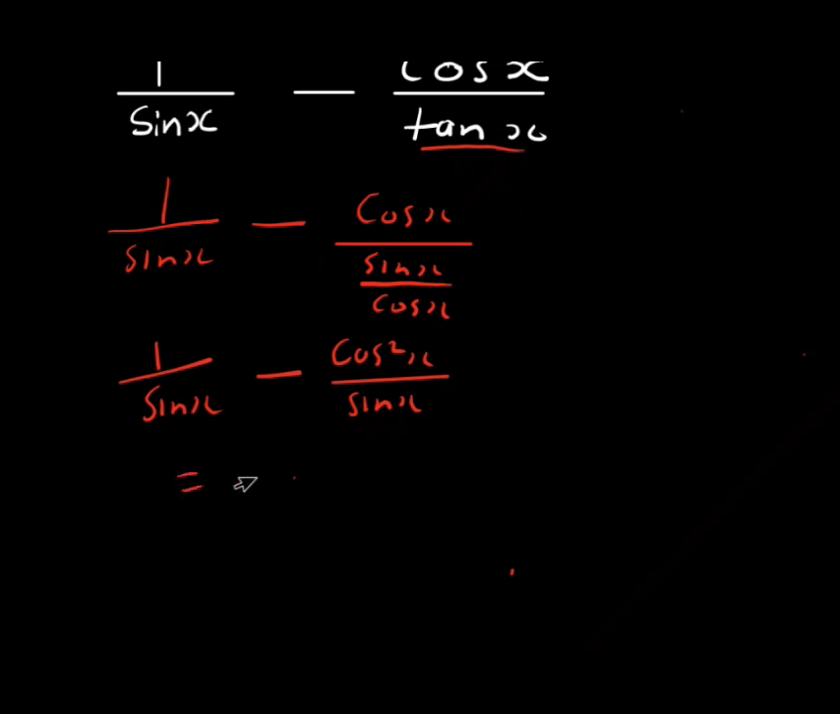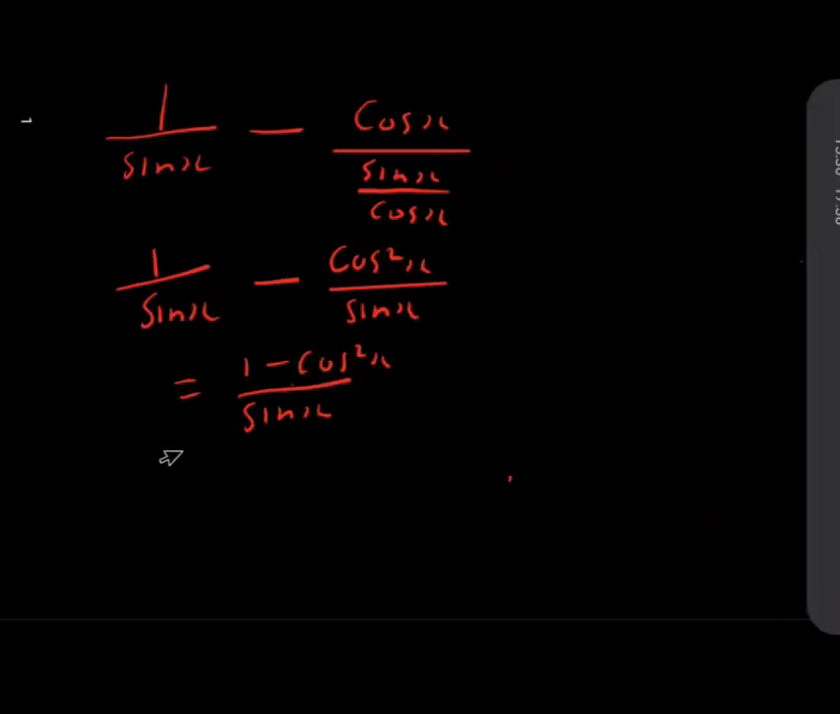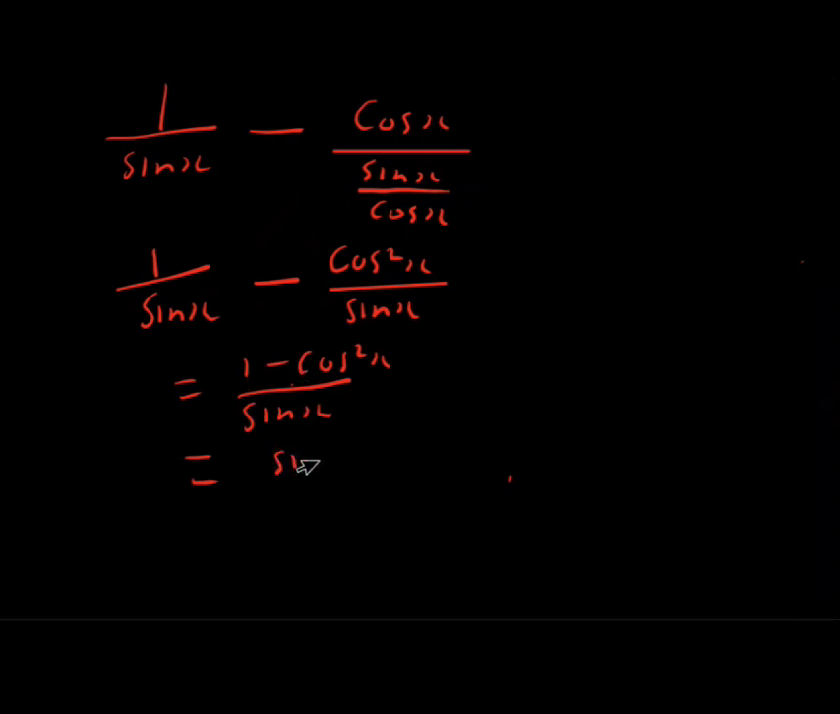So our answer is just going to be sine x at the denominator, and then at the numerator is going to be 1 minus cos squared x. So now notice that this is an identity. So since it's an identity, 1 minus cos squared is sine squared, right? So sine squared, and then at the denominator we've got sine x, right?